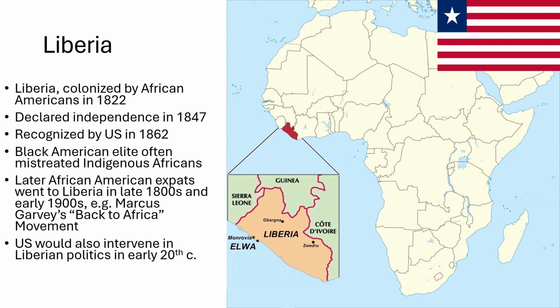This is part of the Back to Africa movement, supported by people like Marcus Garvey. Garvey was Jamaican, but his ideas were very popular with African Americans. And the U.S. is going to intervene in Liberian politics in the early 20th century, as they're going to in Latin American and Caribbean politics. But aside from these interventions in Liberia, the United States does not participate in the scramble for Africa at the turn of the century the way the European empires do. We're much more focused on things in Latin America and the Caribbean and parts of the Pacific as well.